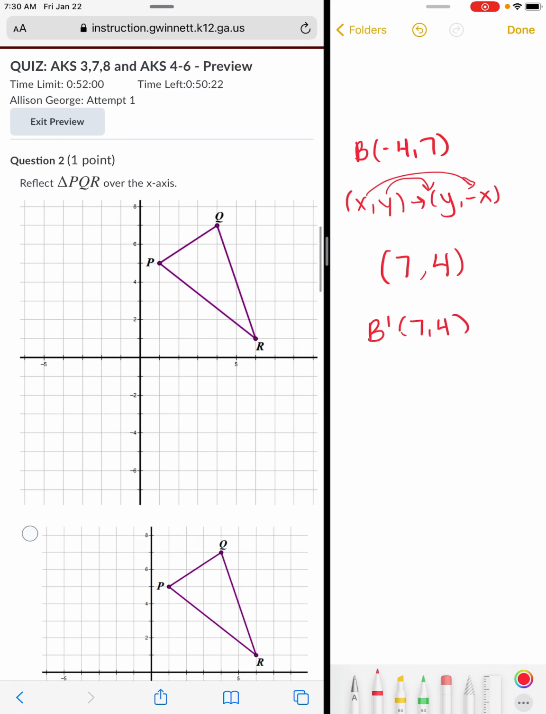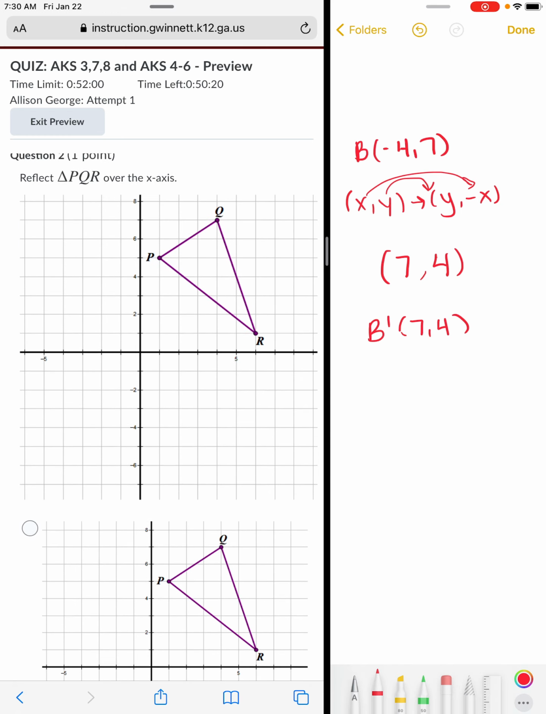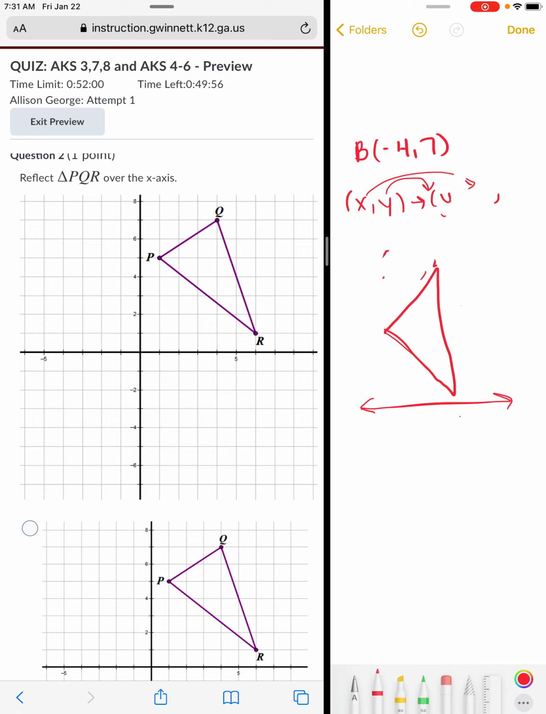All right, let's look at number 2. Number 2 asks us to reflect PQR over the x-axis. And so remember, the x-axis is the one that is horizontal. That's the x-axis. So when we reflect over that, we're going to be reflecting down.